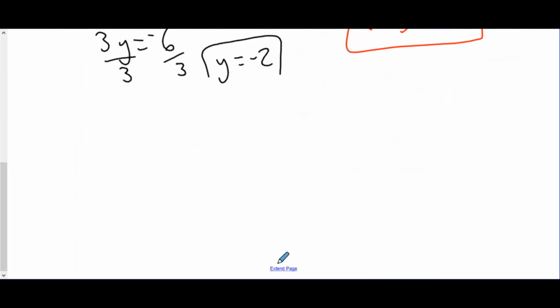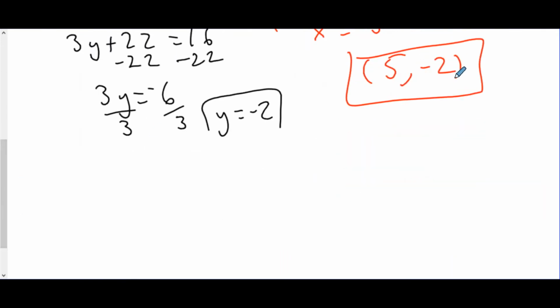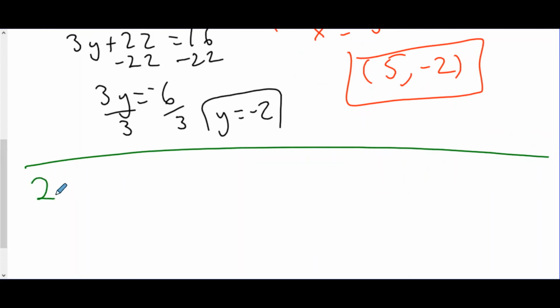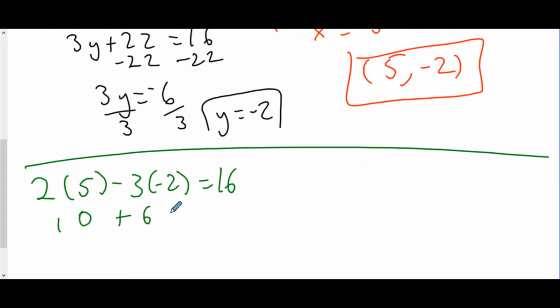How do I check those solutions? Just like I showed you last video, I'm going to substitute my answer back into both equations and make sure it makes both of them true. So the first equation was 2x, so 2, and I'll replace x with 5, minus 3y, I'll replace y with negative 2, equals 16. So 10, negative times a negative, positive 6. Does 10 plus 6 equal 16? Yes. So that one's good.